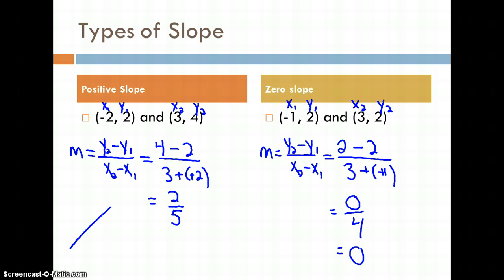That is 0. 0 is a number, that's okay. This is a horizontal slope. It's a horizontal line when we have zero slope. So there's a couple of examples of positive and zero and how we calculate the slope.